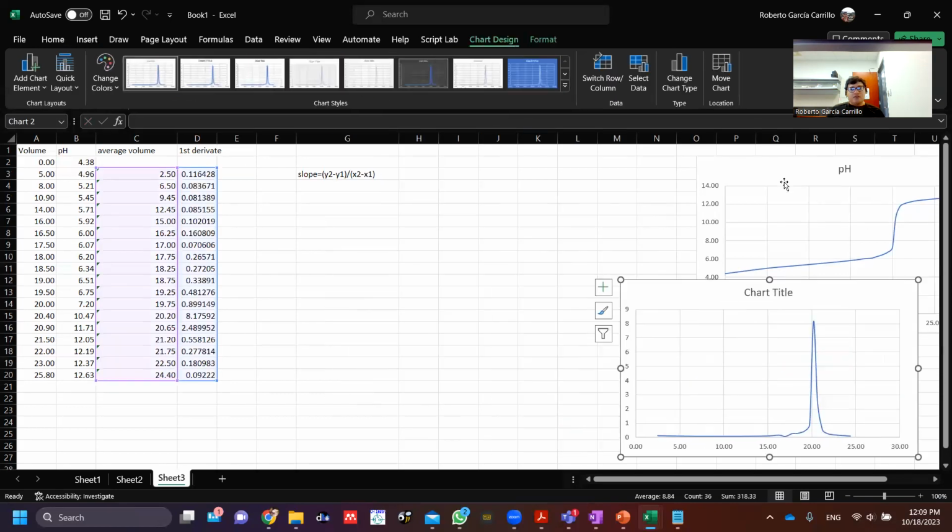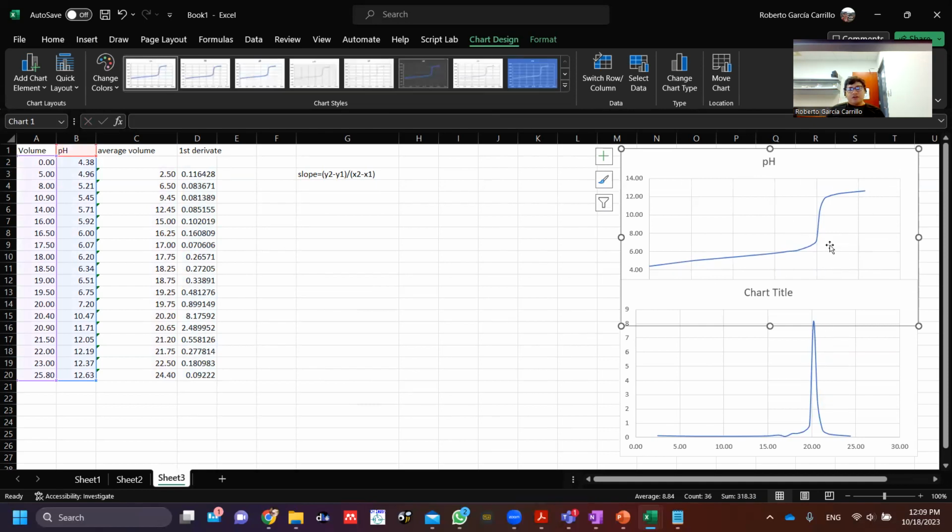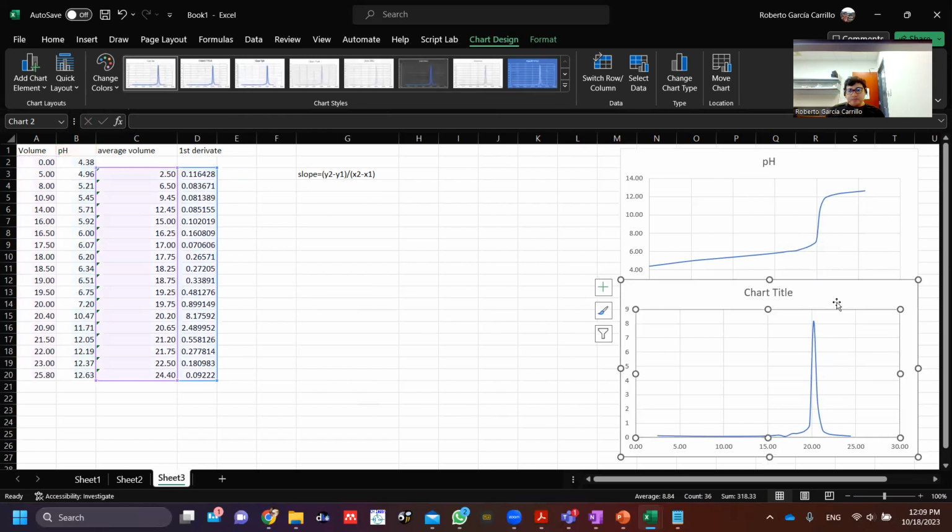If we look at the original plot, we see that right where we have an inflection point, we have a maximum in the slope, or a maximum in the rate of change of pH as you add more volume. So that makes a lot of sense. And we need to define which volume is this maximum point. It's better to obtain the second derivative because the second derivative is more precise than obtaining the maximum here.